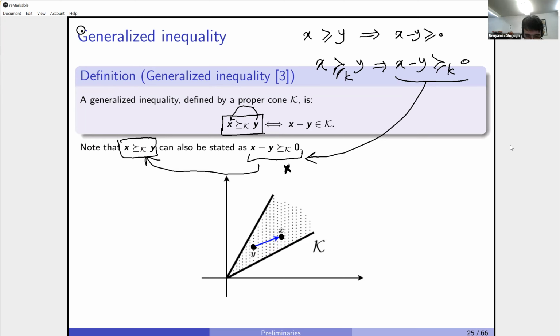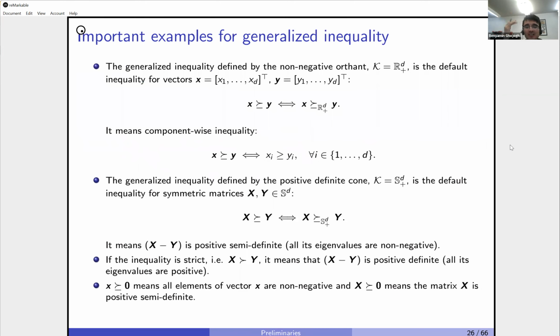Now we go to some interesting things, and you'll see whatever you knew as the inequality in your head is a special case of this generalized inequality. When we say this, it means by default the cone is the positive orthant. And what is a non-negative orthant? For example, in 2D, it's here only, when all the axes are non-negative. So in D dimensions, all the D axes are non-negative.